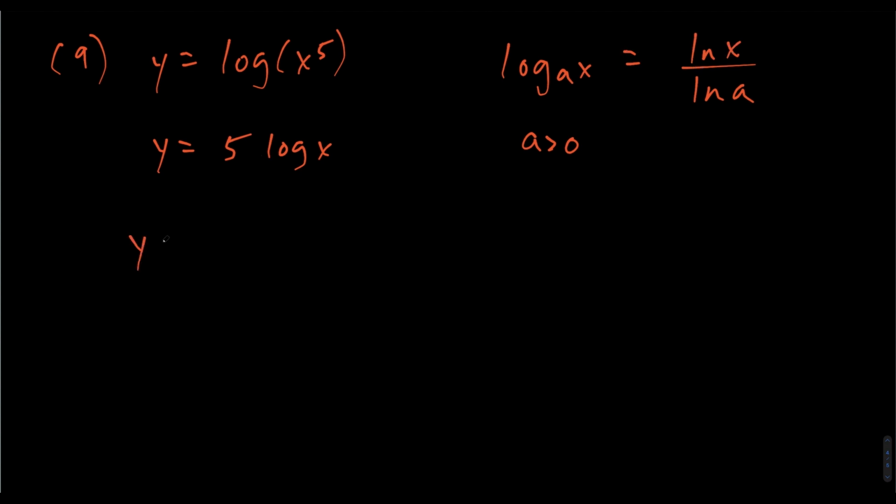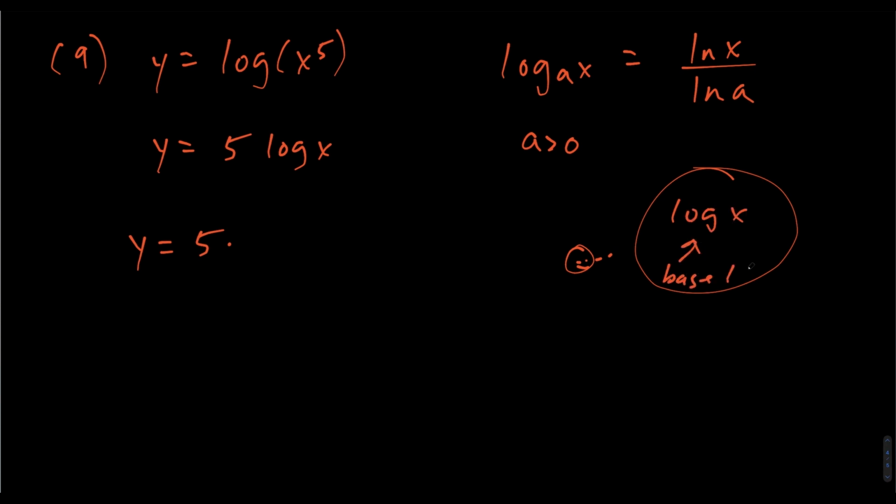So what I want to do in a situation like this is rewrite this. Technically, what I think about for a question like this is that log of x, the invisible base, is 10. So when I'm writing natural log of the inside over natural log of the base, just keep in mind that a represents the base. So I'm writing 5 times natural log of x over natural log of 10. But then the next little bit of algebra I'm going to do is group 5 and natural log 10 together.